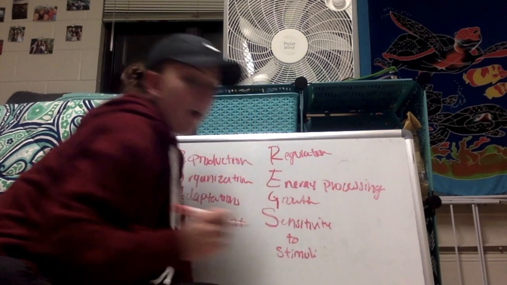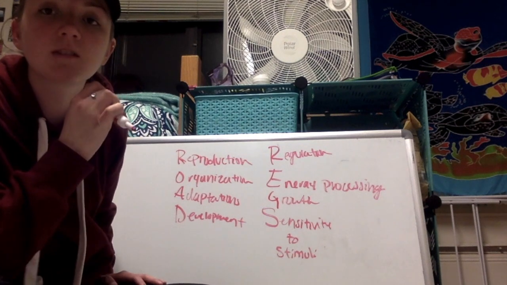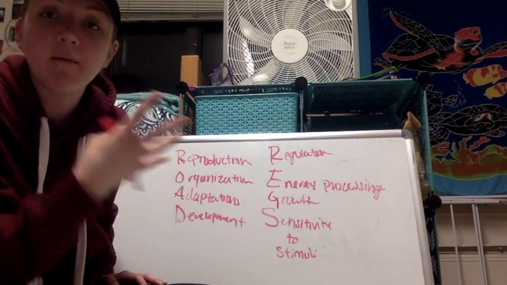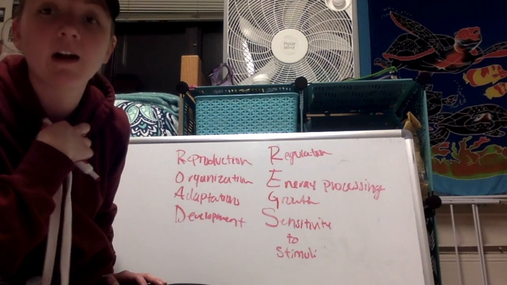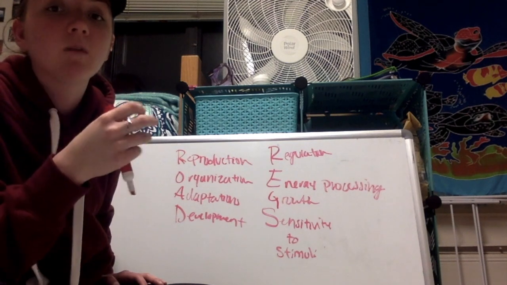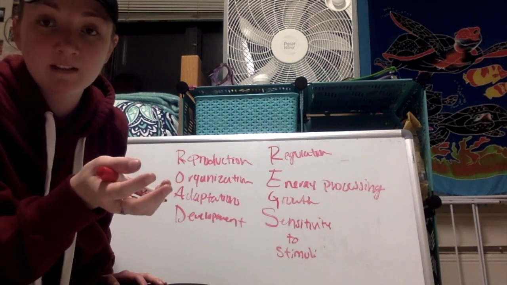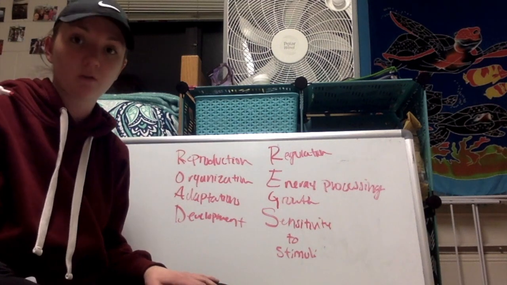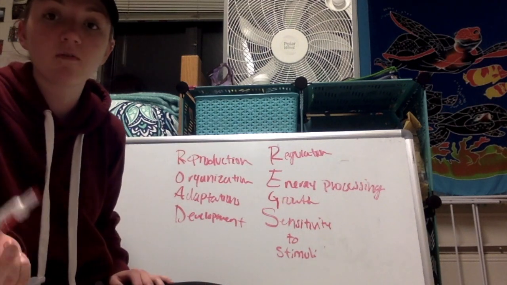And the sensitivity to stimuli, that just means, for example, if I were to touch a boiling pot of water on a hot stove, my sensitivity to the stimuli would be to pull back and draw back quickly because the stove is hot.